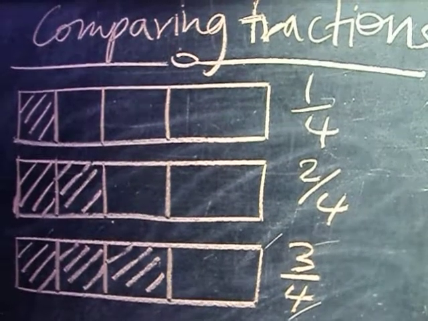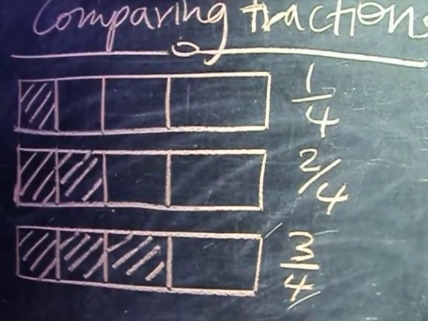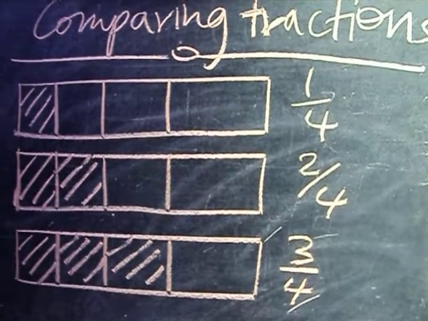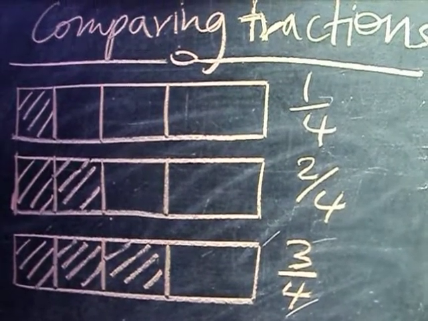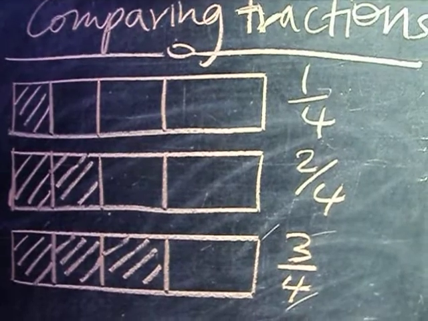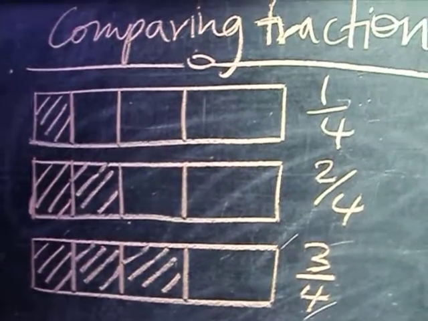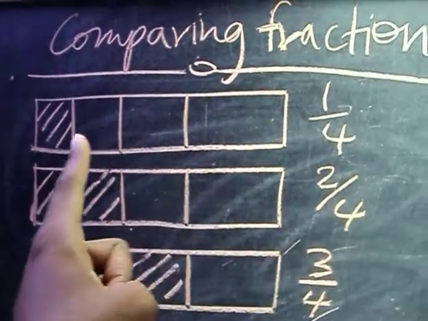Comparing fractions. Comparing fractions with the same denominator. You can see that you can use the numerator to know which one is bigger or not. Let's look. This is 1/4.